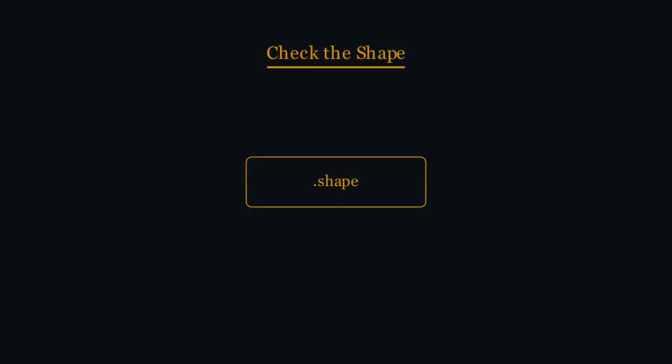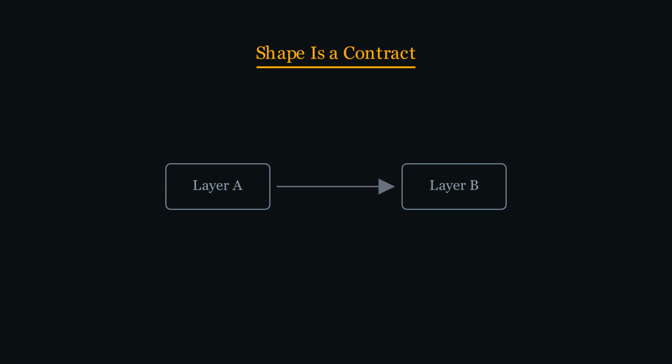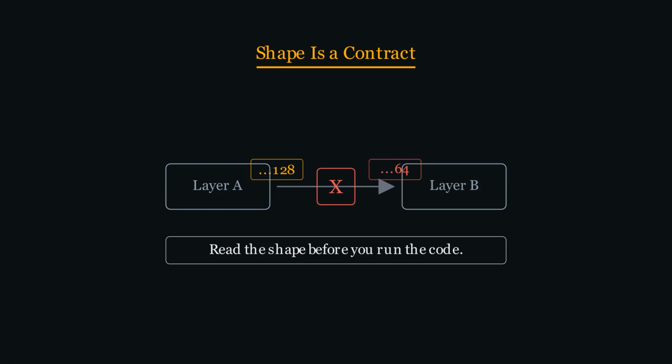In code, you can always check a tensor's shape with one short call, .shape. This one habit catches more bugs than almost anything else in PyTorch. The shape of a tensor is a contract. Every layer expects tensors of a specific shape, and it produces tensors of another specific shape. Say layer A produces a shape ending in 128 numbers, but layer B expects a shape ending in 64. Those two numbers don't match, so the model simply cannot run. Learning to read and predict shapes is one of the most useful PyTorch skills you can build.